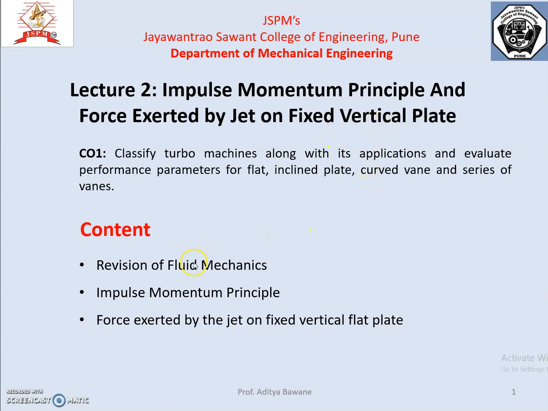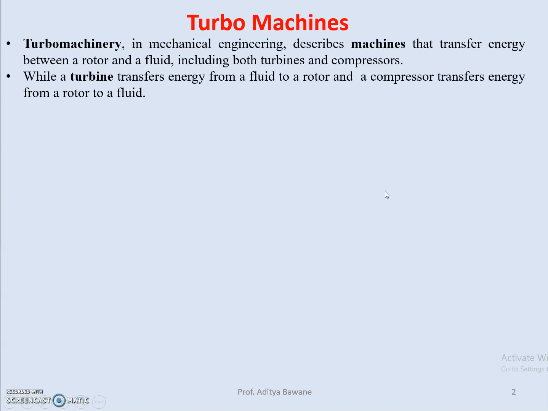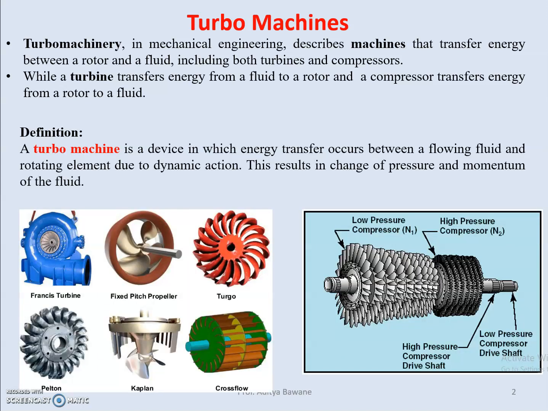Now what will be the content? Revision of fluid mechanics, a few basic terms, then the impulse momentum principle, then force exerted by a jet on a fixed vertical plate. So we know that a turbo machine is nothing but conversion of energy from fluid to rotor or rotor to fluid, that is, turbine or compressor. So these are turbines: Francis, Kaplan, Pelton, Crossflow, and these are compressors, low pressure and high pressure compressors.